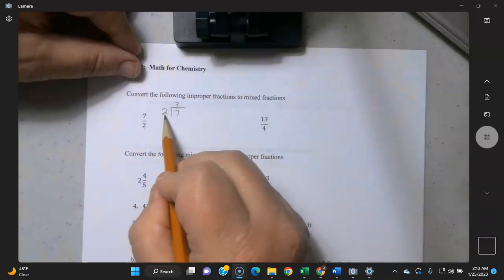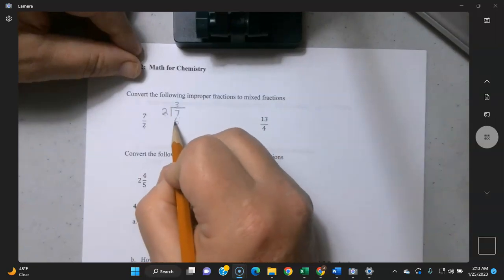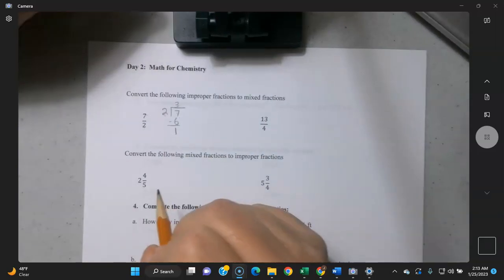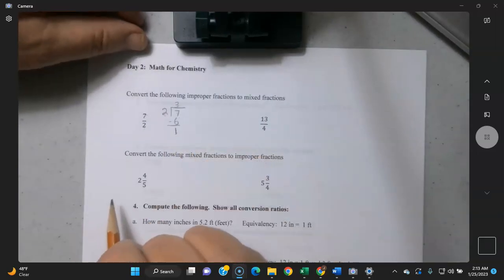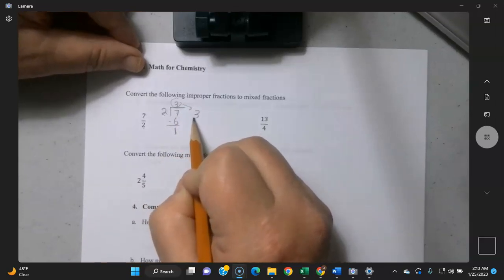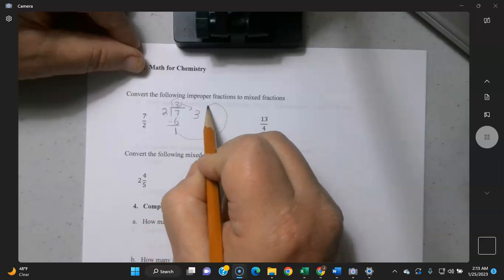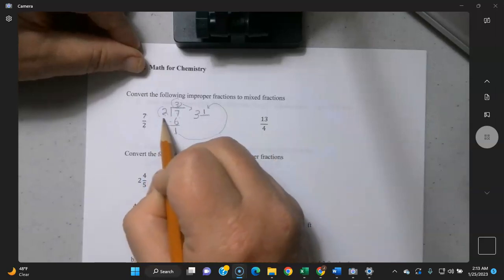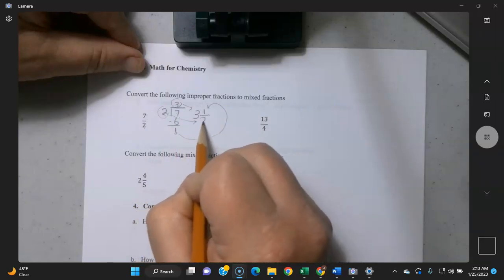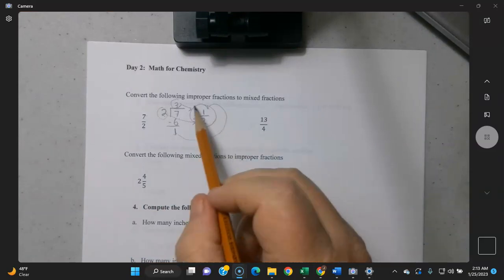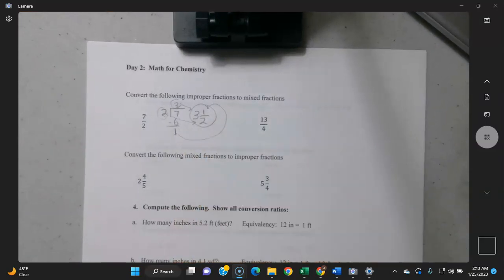Then the next step is you multiply. 2 times 3 is 6. Then you subtract. 7 minus 6 is 1. And you're done. You have a remainder of 1. So the way you write it is, this is the whole number part. The remainder is the top of the fraction, and the divisor is the bottom of the fraction. So that's going to be 3 1/2. Okay, so you just got to keep straight where these things all go. Go ahead and do that one.